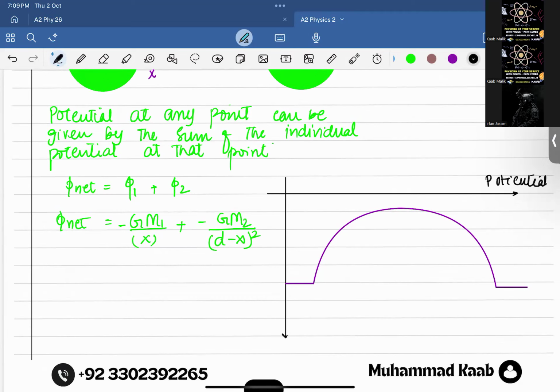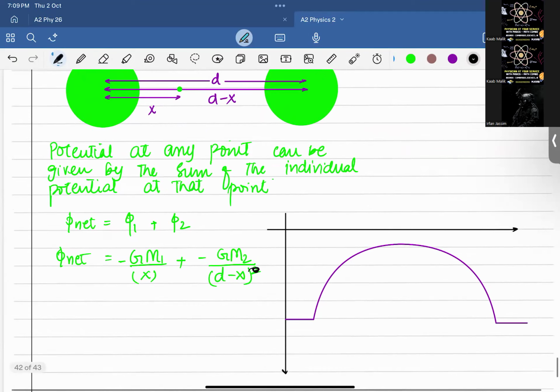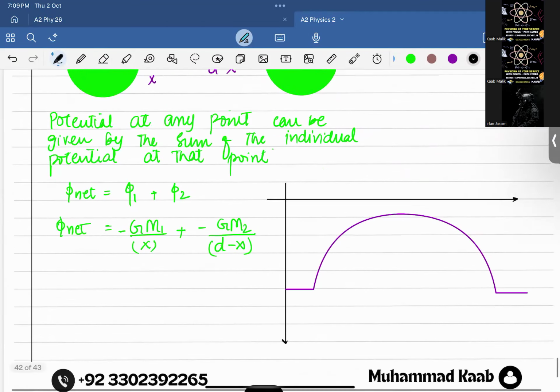Sir, yes, why is the potential d minus x square? Why is it d minus x square? It should just be d minus x.